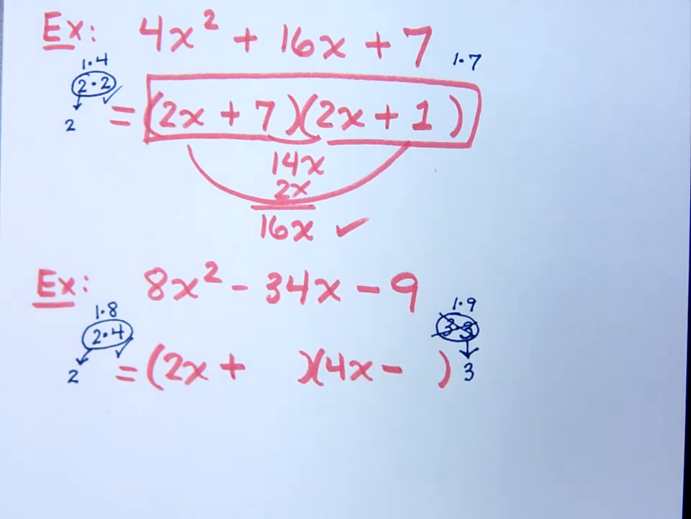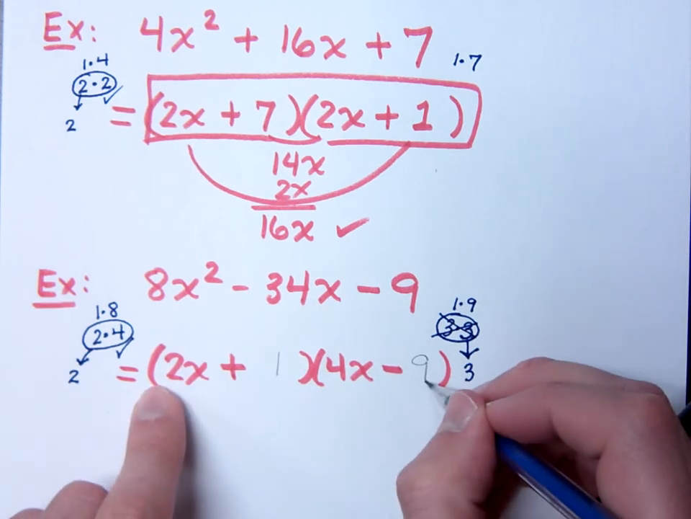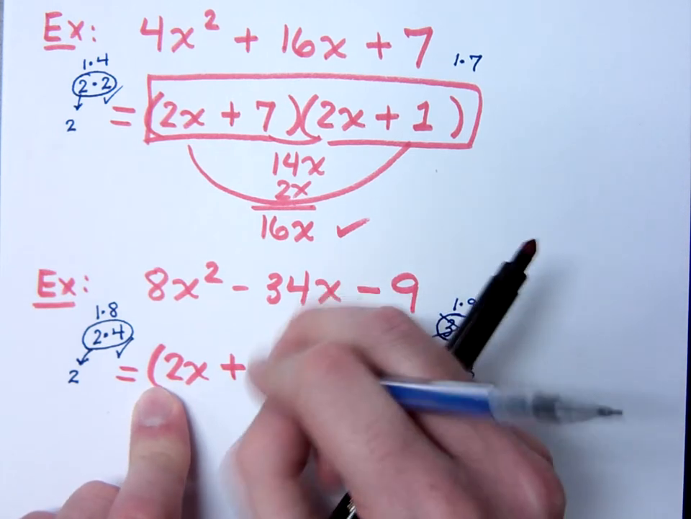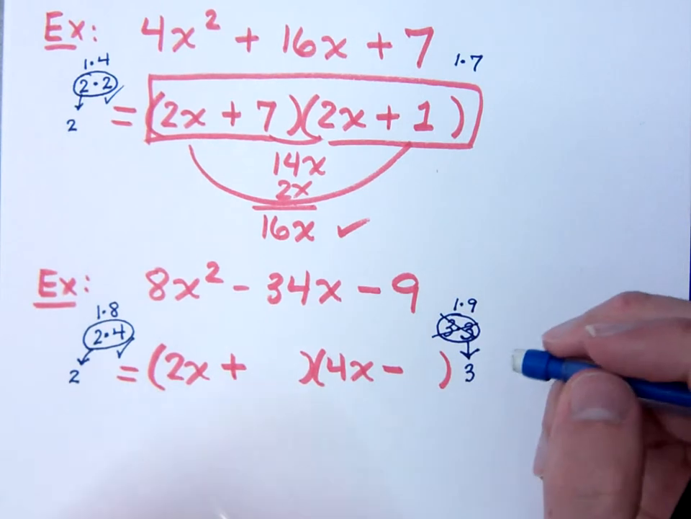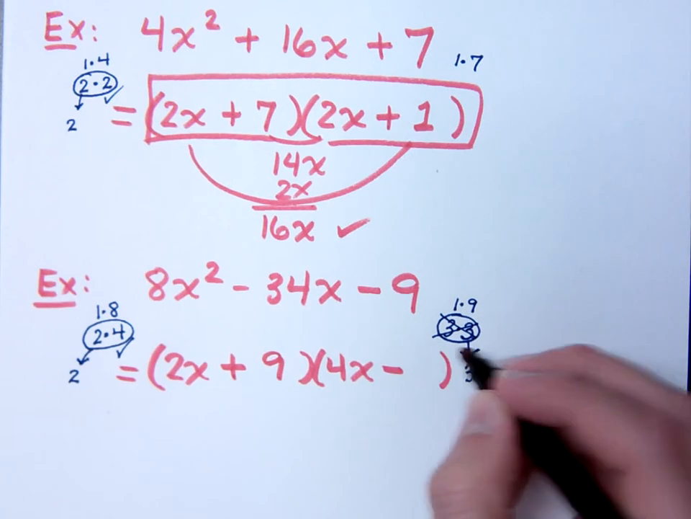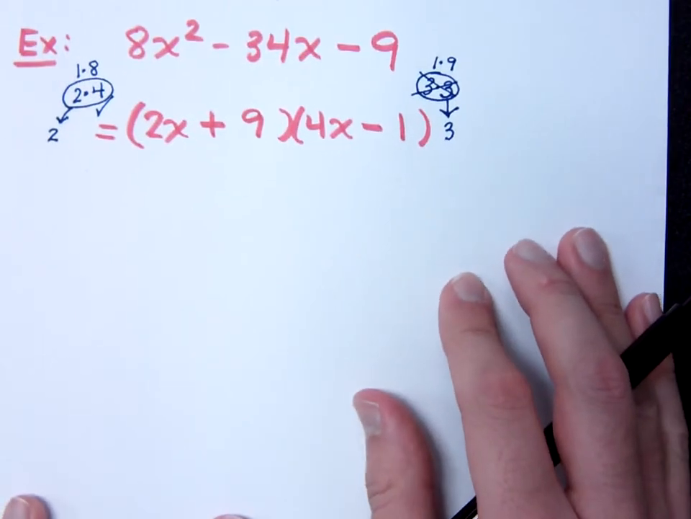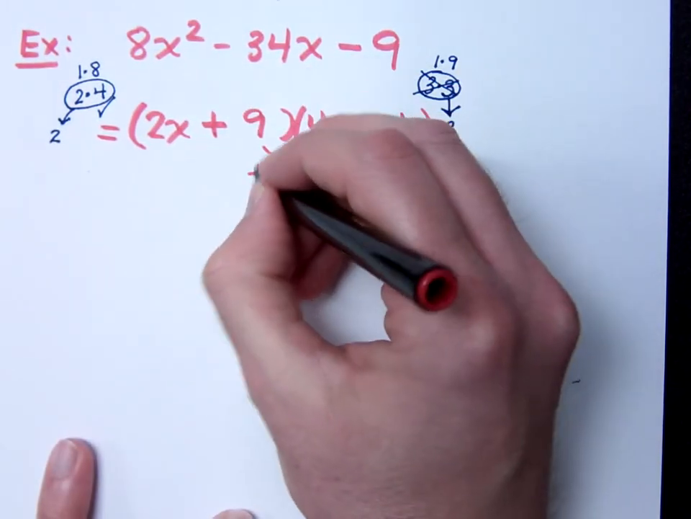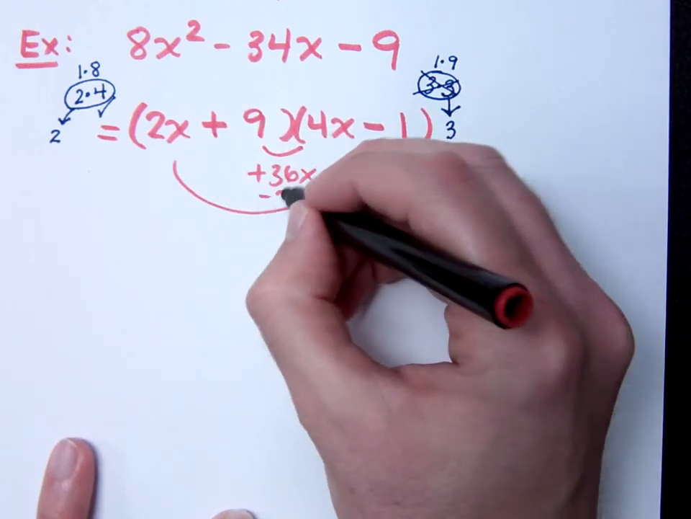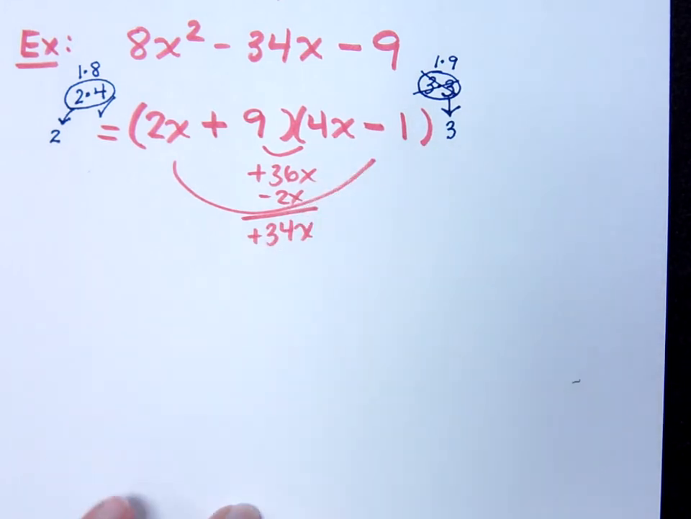Well, let's think about this. Suppose you did 1 and 9 like this. You get 4 and negative 18 on the outside. Will 4 and negative 18 give you 34? No, so that doesn't make any sense. Now if I do 9 and 1 like this, check inside and outside. What do we get? I get positive 36x. What's on the outside? And altogether I get positive 34x. What was I supposed to have?